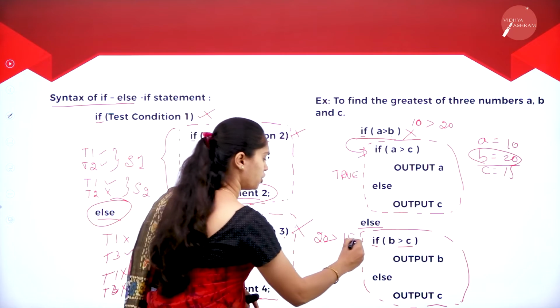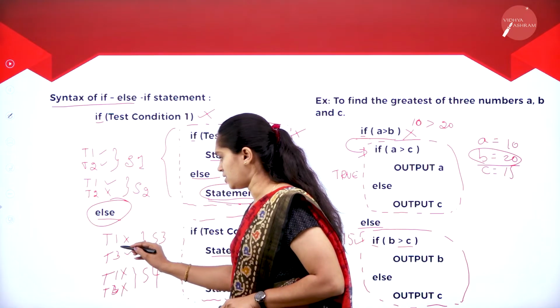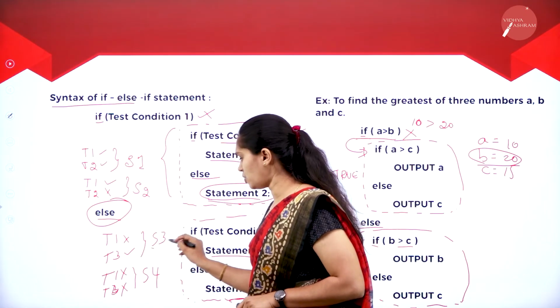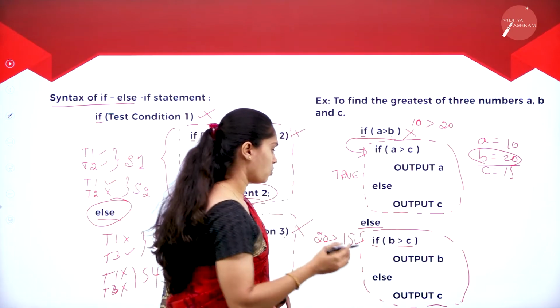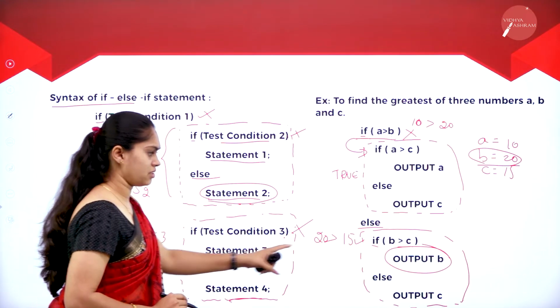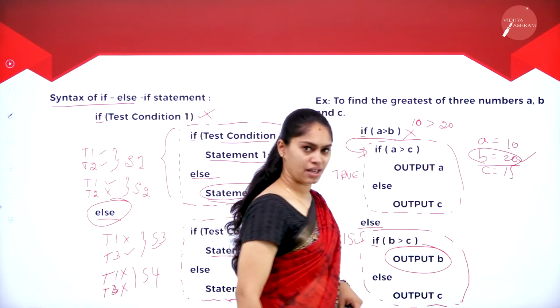True or false? True. If test condition 1 is false and test condition 3 is true, then which statement do I need to execute? Statement 3. That is what? Output B. So you can make a match here. Statement 3 is output B. Then which is the largest here? That is B. Okay.